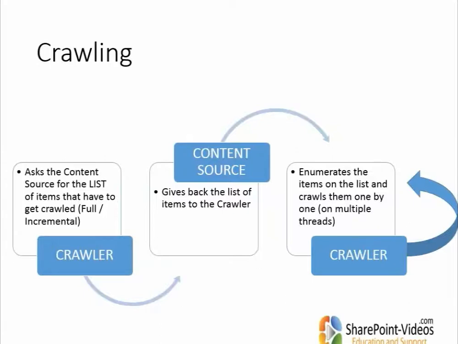So once again, the crawler first gets the list of the items from the content source, and then based on this list, it goes back to the content source asking for each item one by one. Of course, it does this on multiple threads, but still one thread crawls one item at a time.